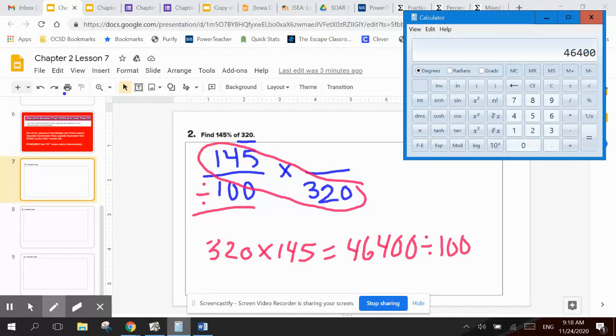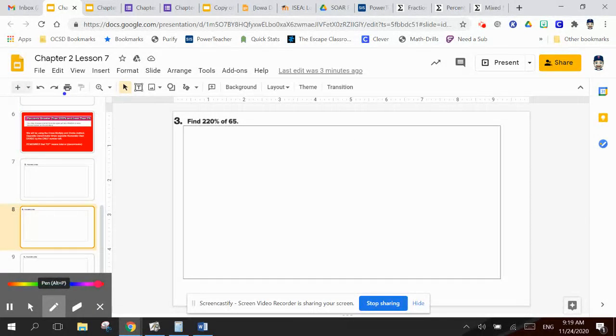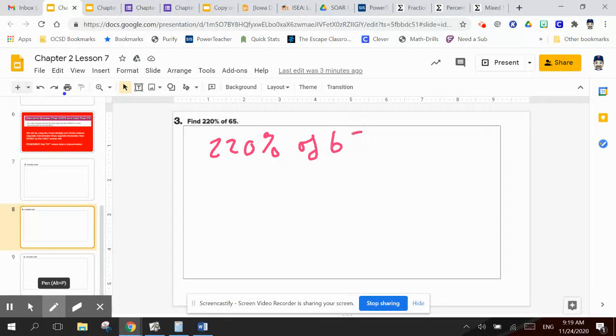So I go back to my calculator, I use that same number, divide by 100, and I get 464. That is 145% of 320. So again, here's another percent that's greater than 100. 220% of 65. So 220% as a fraction is 220 over 100.